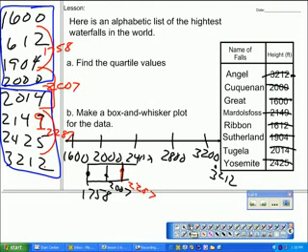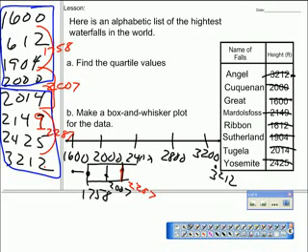I just need my two whiskers. Smallest number, 1600. Label it. Largest one, 3212. I already drew that point. Draw the whisker. Now, look at that. See how far out the 3212 is? What this box means is the majority of the numbers will fall in this range.